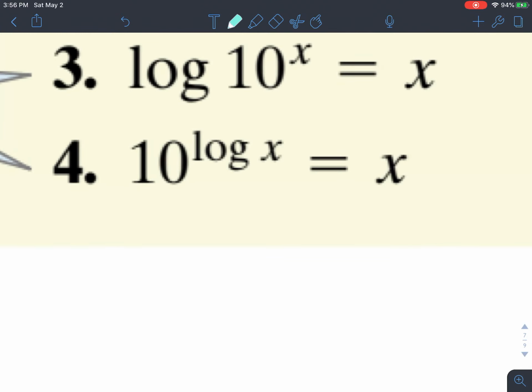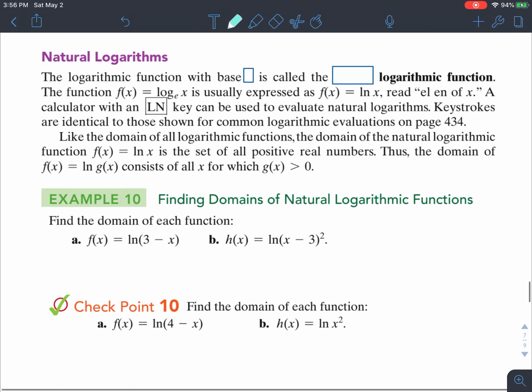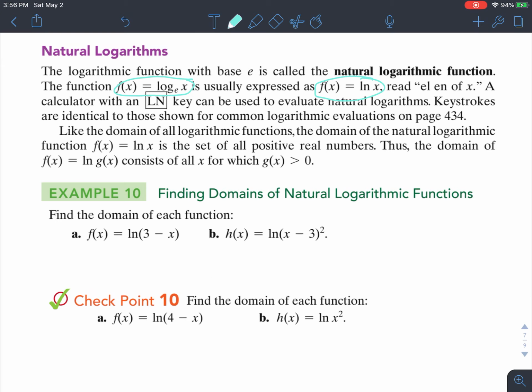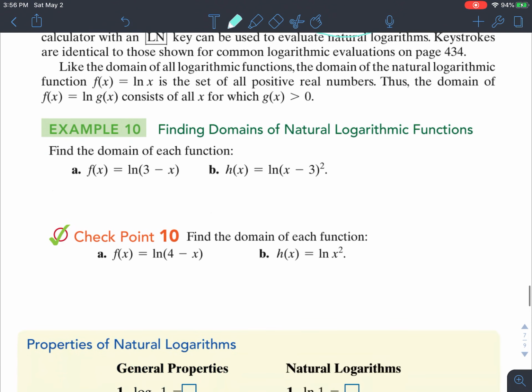So basically, until you're more comfortable, anytime you see a log with no base number, there's a little bitty 10 in there. They're just not showing it to you. And then last, we have natural logs. Logs with a base e is a natural log function. So we talked about that up at the top. It's really ln x, and that's what we say, ln x. And the ln key is right below the log key, to the left of the 4 on your calculator.